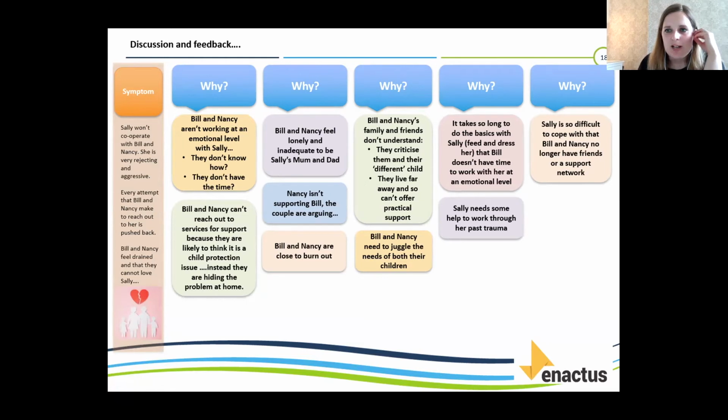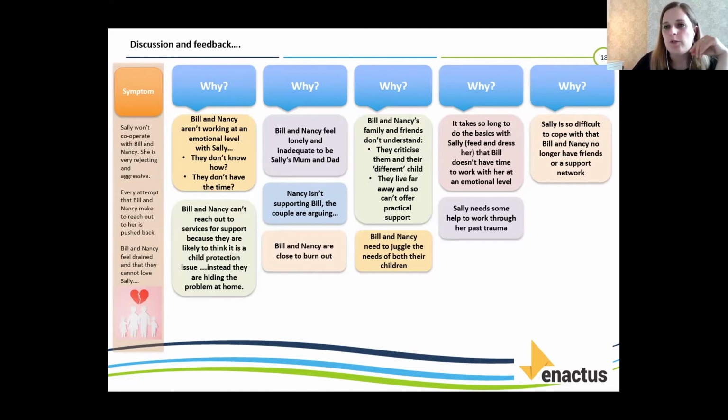But one of the things we were finding in interviews with adoptive parents was actually, as soon as they start to do that, because the child is displaying such challenging behaviour, that becomes a child protection issue. So instead, Bill and Nancy are choosing to hide this problem at home. Bill and Nancy feel lonely and inadequate. Nancy isn't supporting Bill, and the couple are arguing, and Bill and Nancy are close to burnout. And their family and friends don't understand Bill and Nancy. They're criticising them and their different child, and they live far away maybe, and they can't therefore offer practical support.